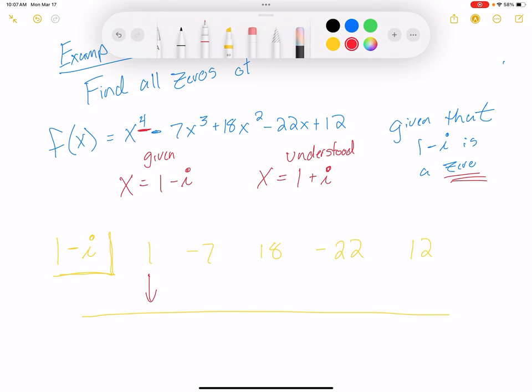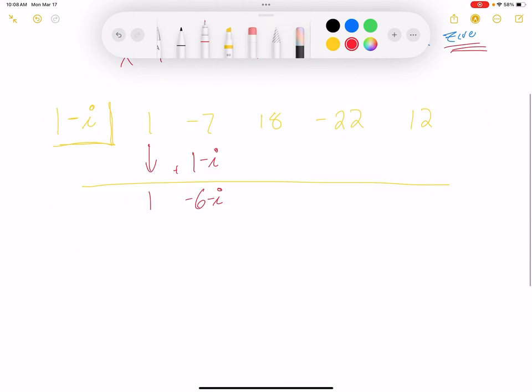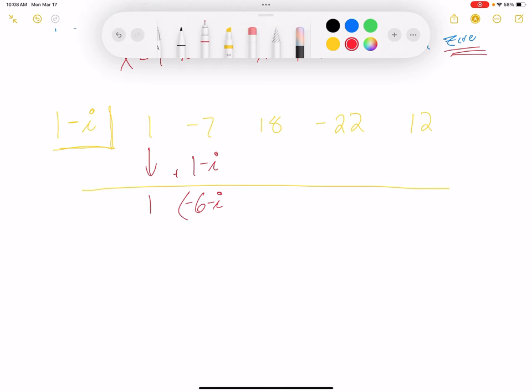And let's see how this goes. The 1 comes down. 1 times 1 minus i is 1 minus i. And then I add those together. Well, the -7 would add to the 1, and that would become -6 minus i. And then I would multiply these together. So -6 minus i times 1 minus i. I'd probably do that underneath it. I wouldn't want to try to do that all at once. So we'll say -6 minus i, and I'll do the box method with 1 minus i.